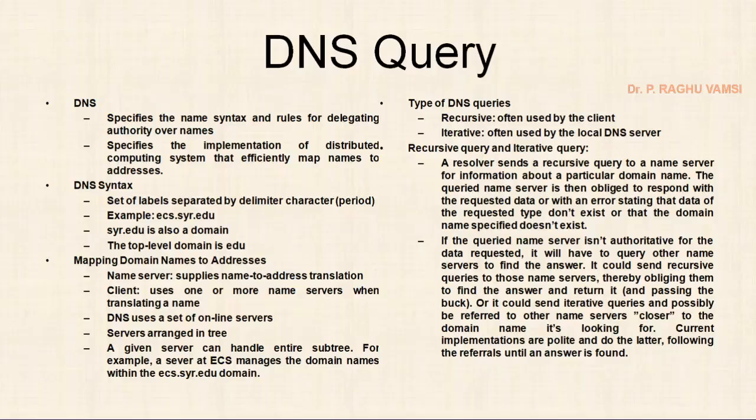Top level domains are .edu or .ac.in, which are called academic institutions, India, like that. Mapping domain names to addresses: the name server supplies name to address translation. Here the client uses one or more name servers when translating a name.